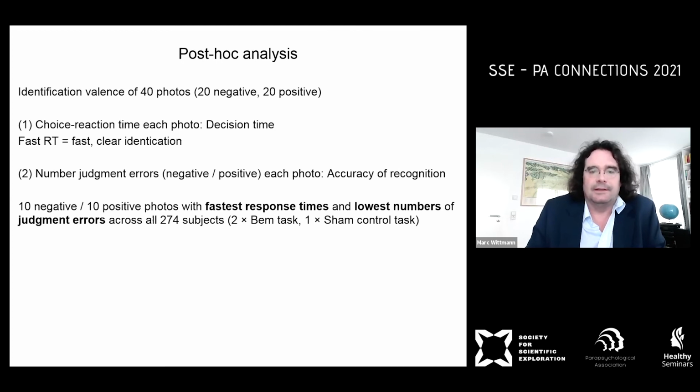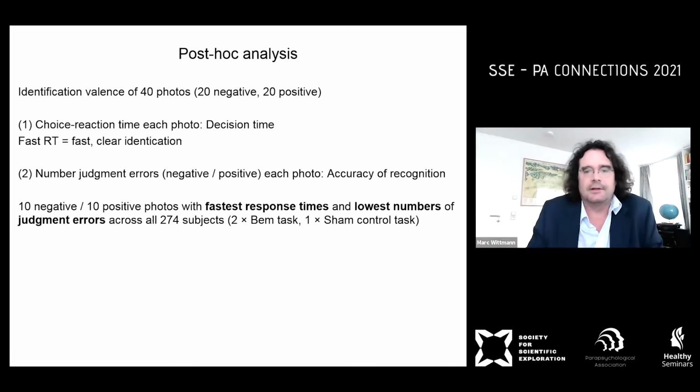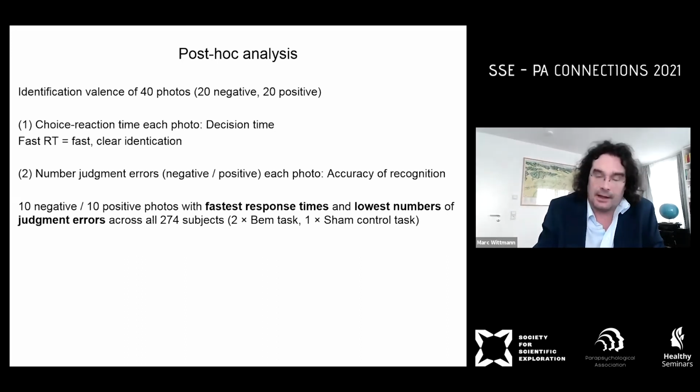So what we then did for our 274 subjects for the 2 BEM tasks and the 1 sham control task, we searched for the 10 best negative and 10 best positive photos, which would have the fastest response time and the lowest number of judgment errors. So then we would say, okay, now we have clearly identifiable photos for the subjects. And look now, what are the effects here?